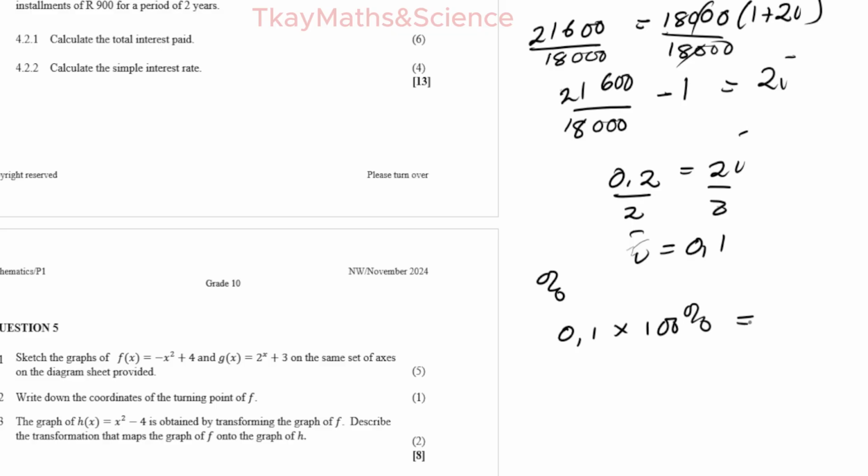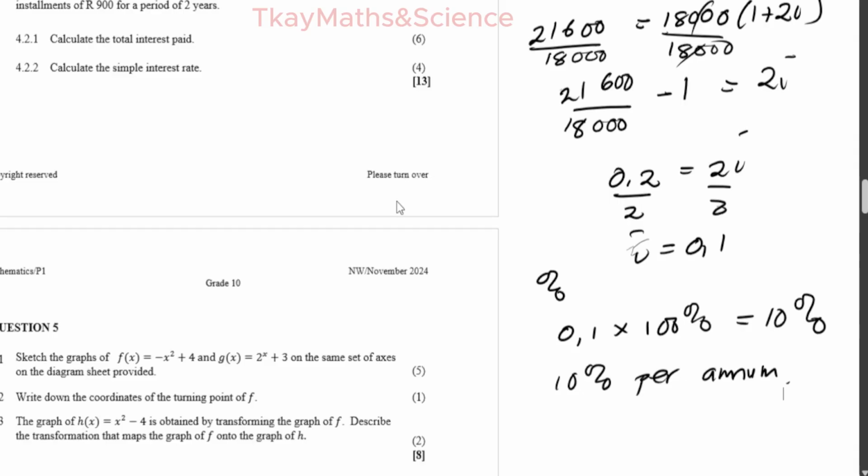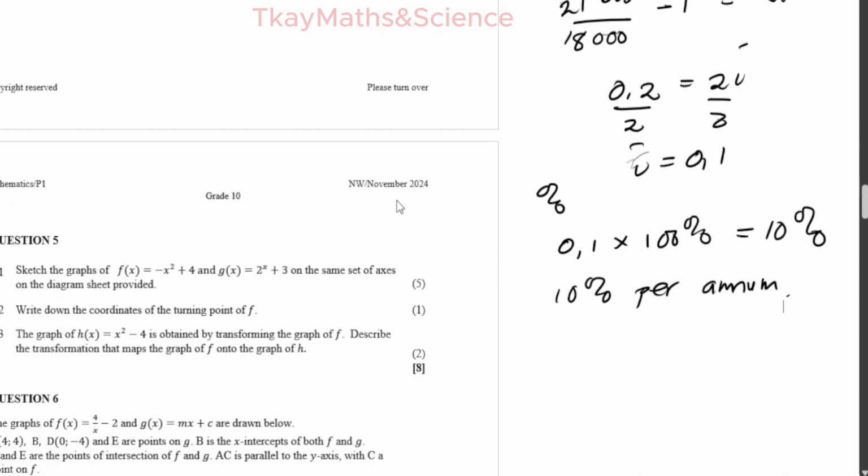Okay, 0.1 times 100% gives us 10%. So that is our interest, 10% per annum. So our answer is 10% per annum. Annum means per year. All right, so now this one is done.